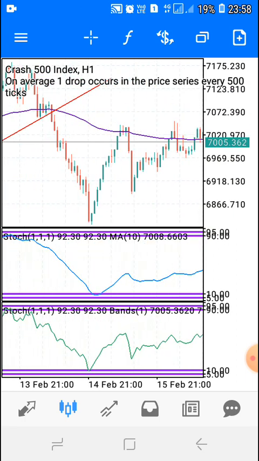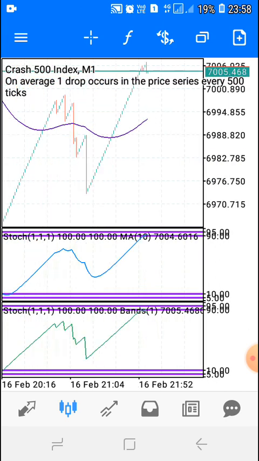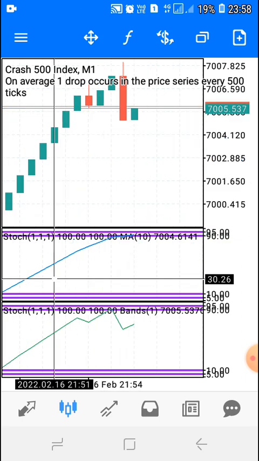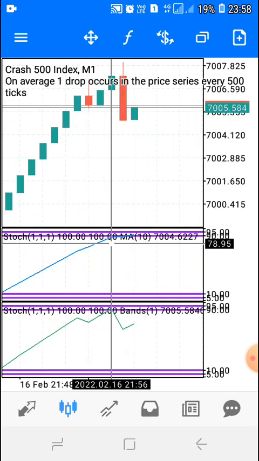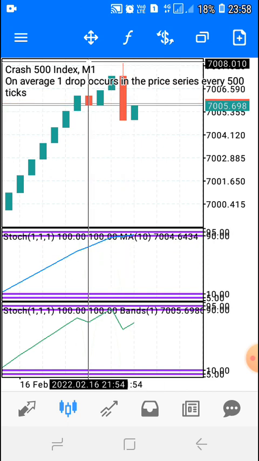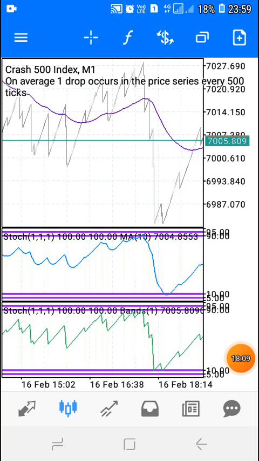Okay, so what we're gonna do now is I'm gonna draw my vertical line and show you guys where it had broken out. So to the 1 minute time frame and see if I can catch the vertical line. So over here we can see a small spike just occurred. Look at this. The 10 moving average was at the 90 level. The Bollinger Bands was at the 90 level. On Crash 500, a small spike occurred. That small spike is going to occur, but you just need to hold on until a big spike occurs, right?